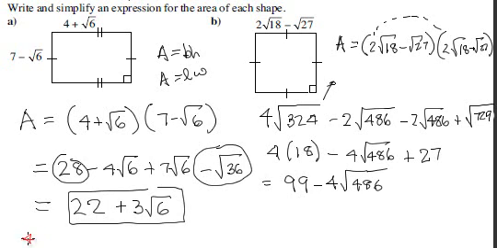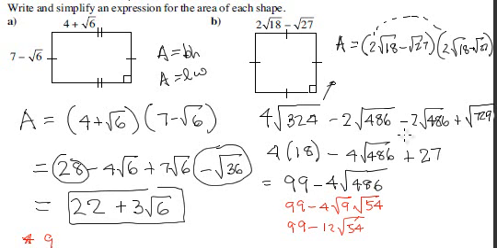So much for that. How about 9? 486 divided by 9. It goes 54 times. Look at that. We can take a 9 out of here. So that'll give us 99 minus 4 root 9 root 54. That's an improvement. Okay, so it's 99 minus 4 times 3 is 12 root 54.